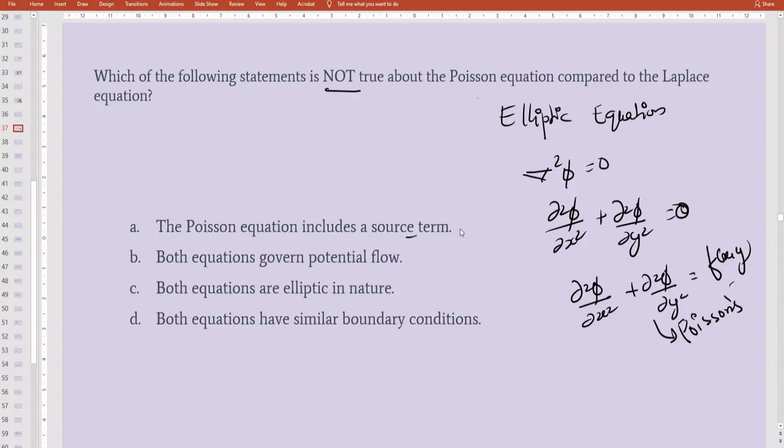So the first option is true, and yes, both equations can govern potential flows. Both are elliptic in nature, which we have already seen. And the fourth option, both equations have similar boundary conditions. Actually, the boundary condition will depend on the particular problem. It can have a similar boundary condition, but it is not always true that it will have the same boundary condition. So our answer is option D.